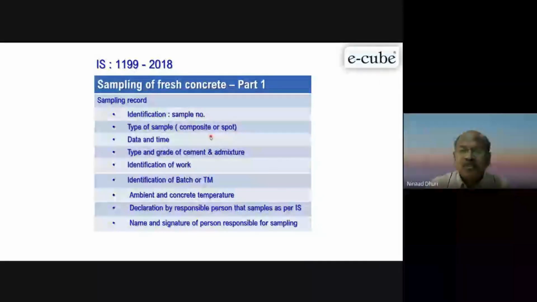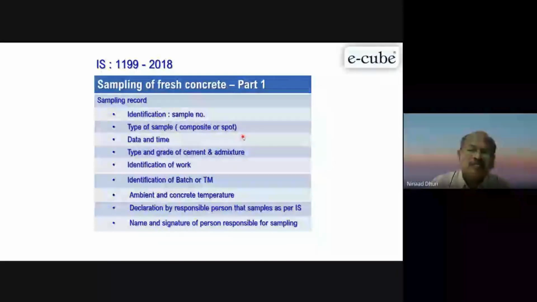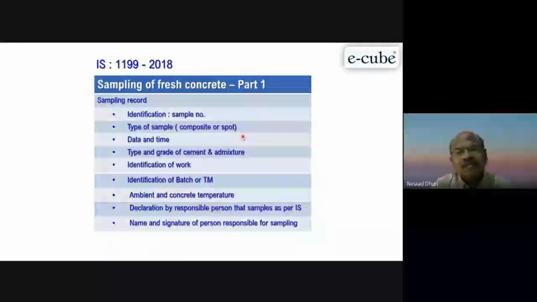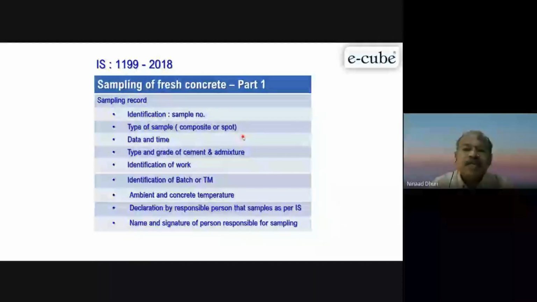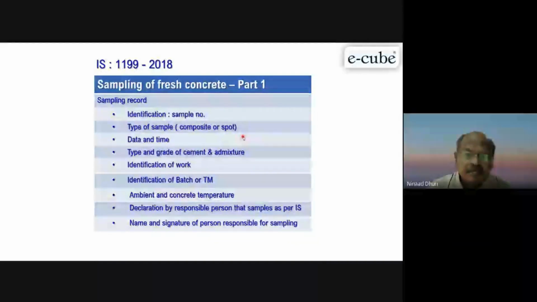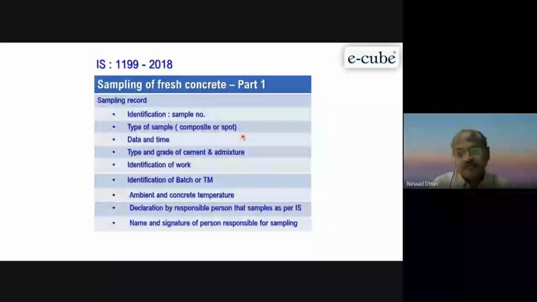Sample type is composite sample or spot sample. Composite in the sense you take a number of samples, make one sample and use it. Spot sample, only a single sample you take, only for checking workability, suppose. So that is a spot sample. But when you are taking samples for other tests, like compressive strength, density, or any other test, it's better you go with the composite sample. Don't go with the single sample.